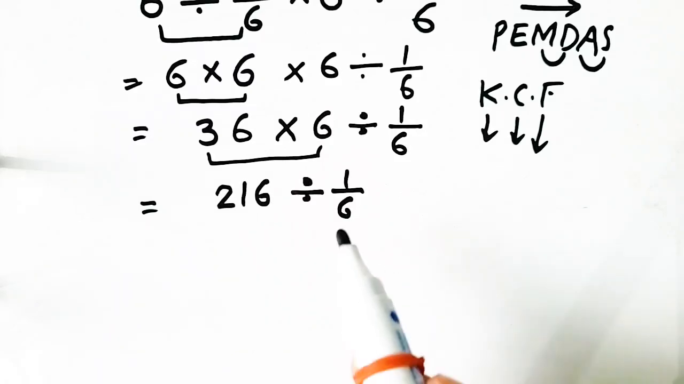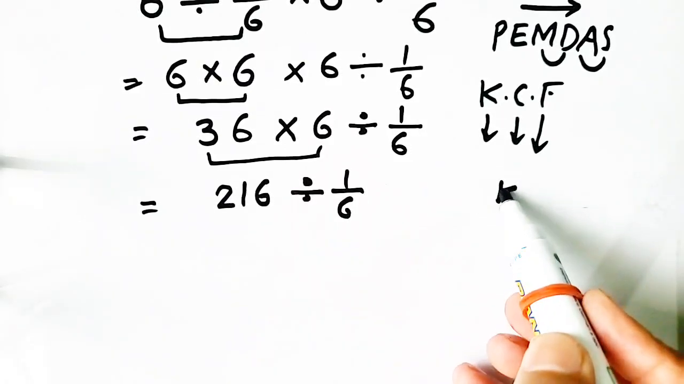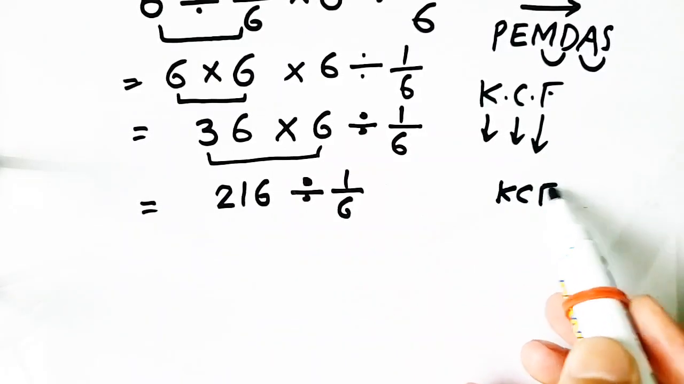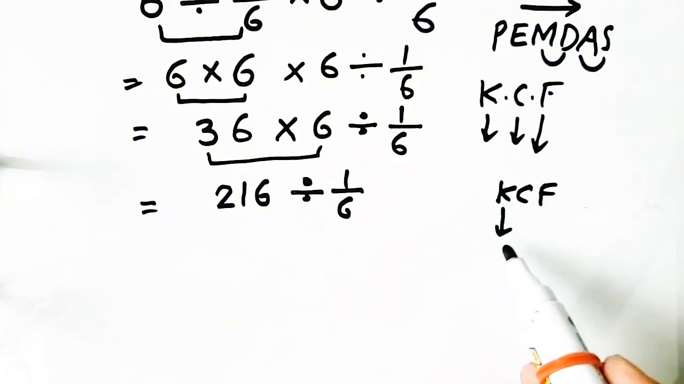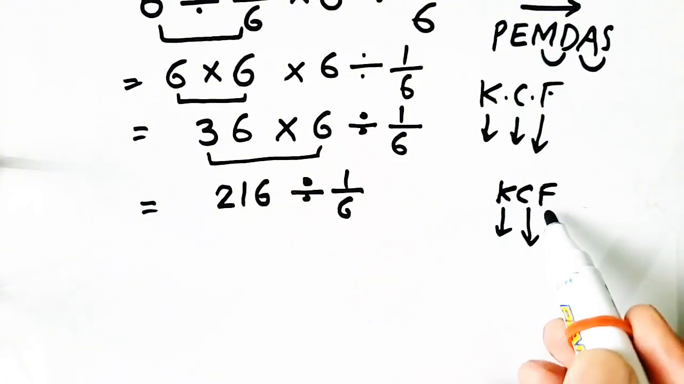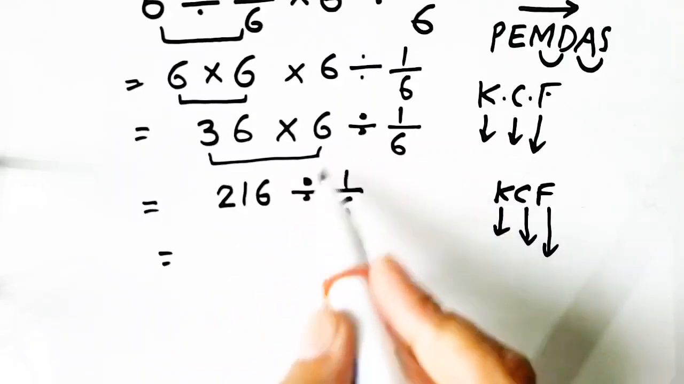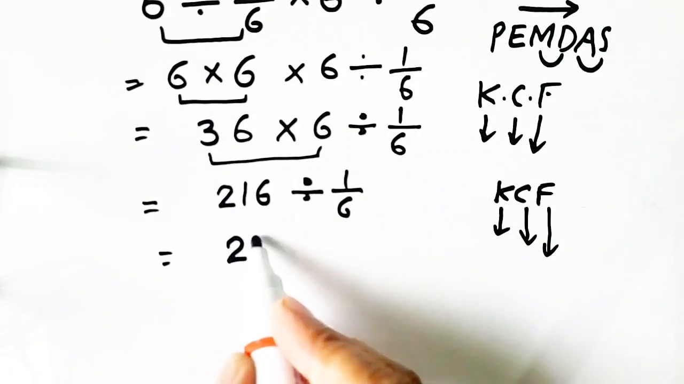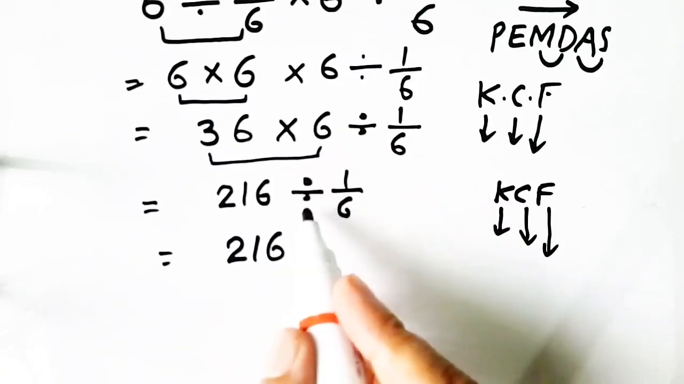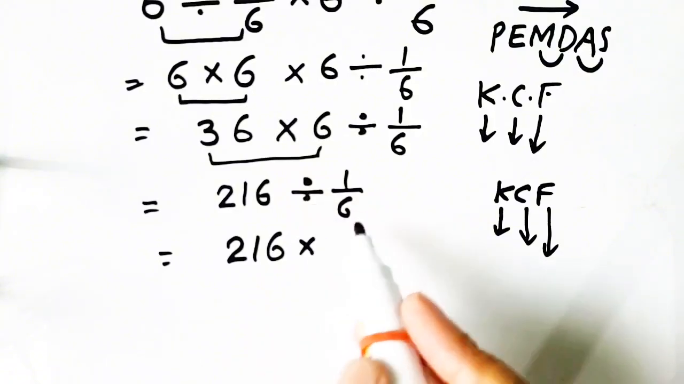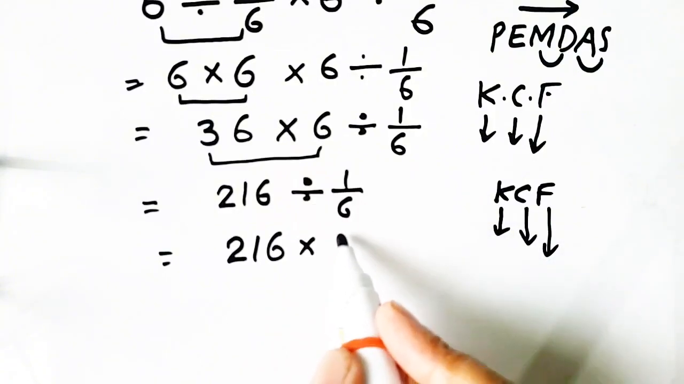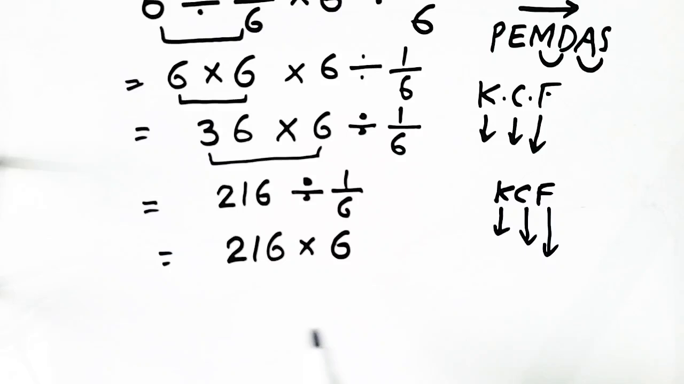Now again we apply KCF. KCF stands for keep, change, flip. So we have to flip it, and it will become 216. Division is converted into multiplication and we flip it. So it will be 6.